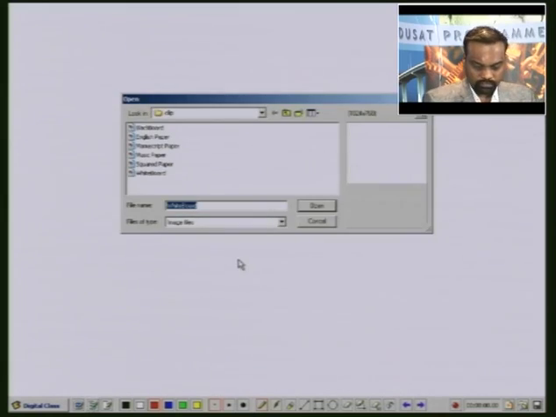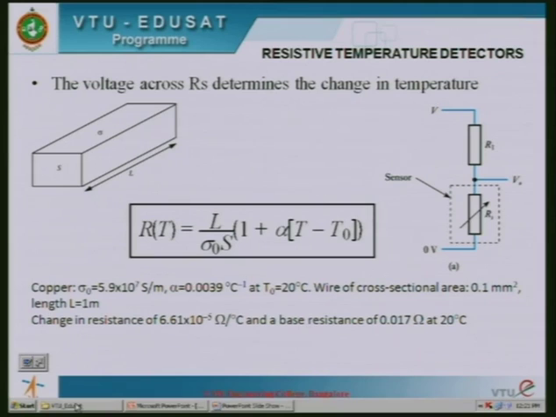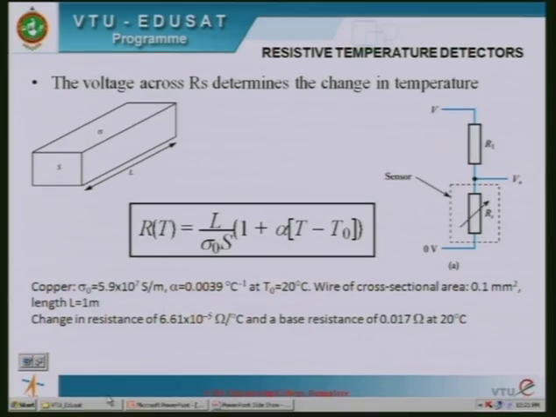So this is also called a temperature dependent resistor, or a voltage divider network, which is able to change its voltage for changes in temperature.